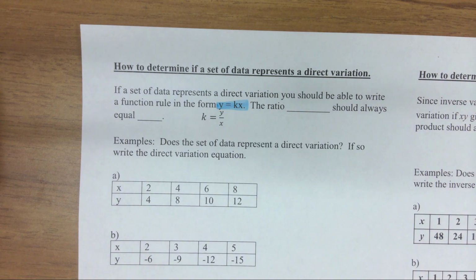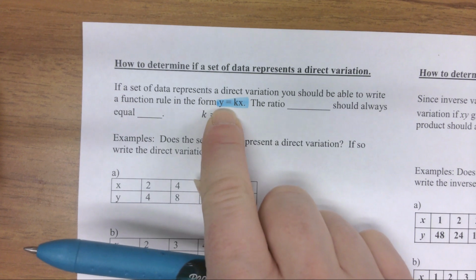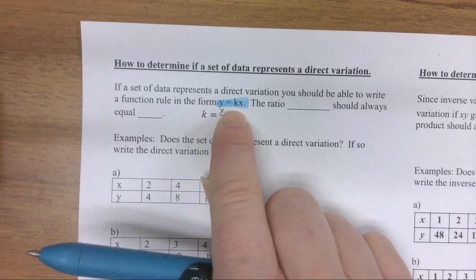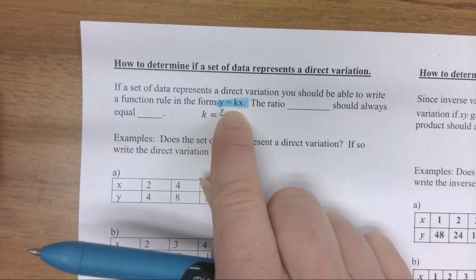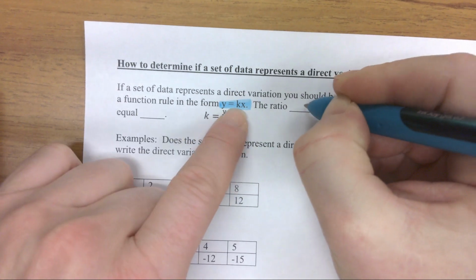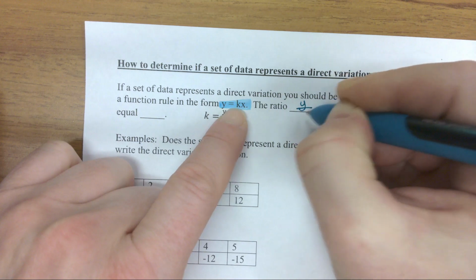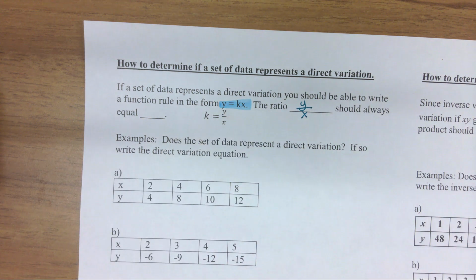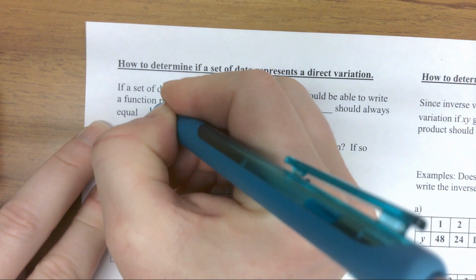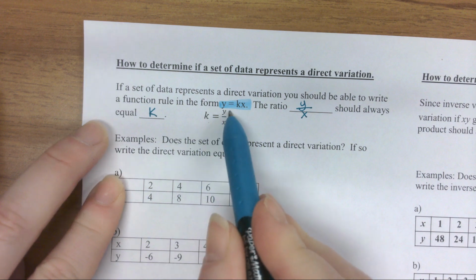How do you find k? What if you solved this for k? What would you do to both sides? This blue equation, if I said, hey, get k alone, what would you do to both sides? You divide by the x, right? Because it's multiplication. Okay, so if you ever want to find what k is, you're going to just simply take y and divide it by x. If you have an x and y value, you're going to do y divided by x, and that's always going to equal k. So k is equal to y over x.